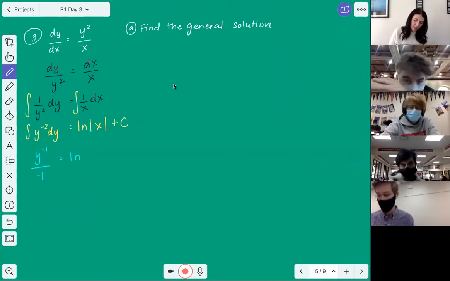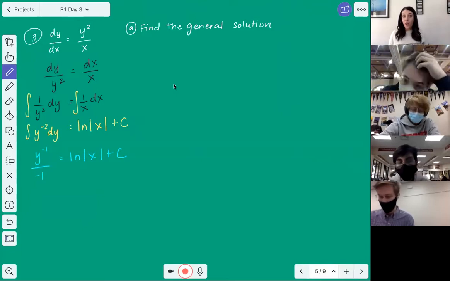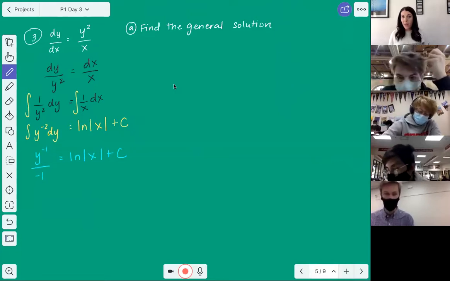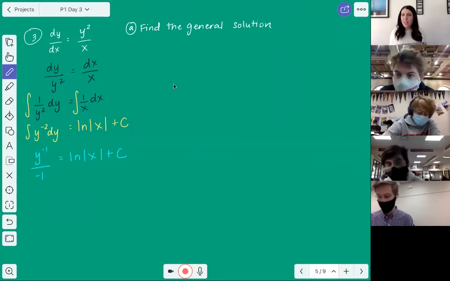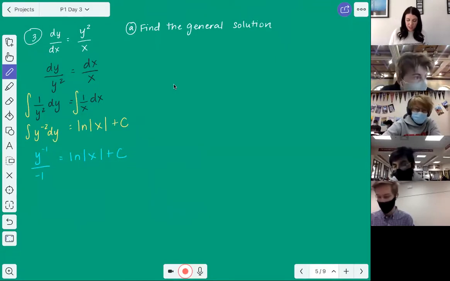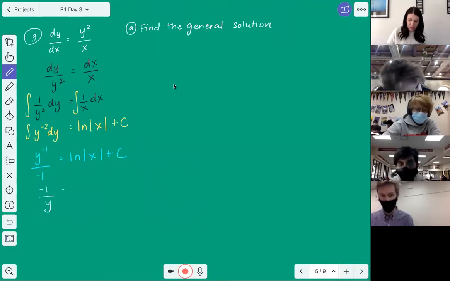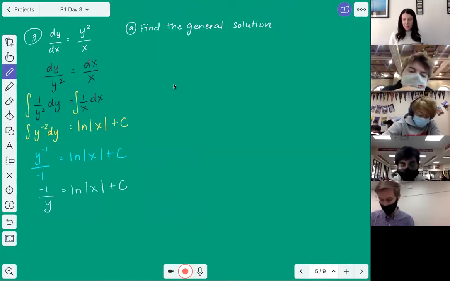So we get this so far. What a messy equation we have. We are trying to isolate y, right? Y to the negative 1 really means 1 over y, right? So another way that I could write this: divide by negative 1 is the same as times by negative 1, and y to the negative 1 is the same as 1 over y. So I could rewrite this as negative 1 over y is equal to ln of the absolute value of x plus c.